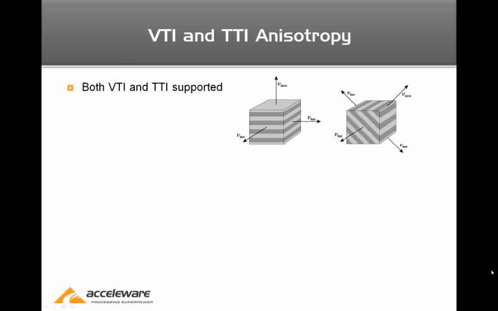So now let's look at some of the specific feature support in AXRTM. Well, obviously it handles isotropic migration, but it also fully supports migration in anisotropic geologies. So both VTI and TTI anisotropy are supported.